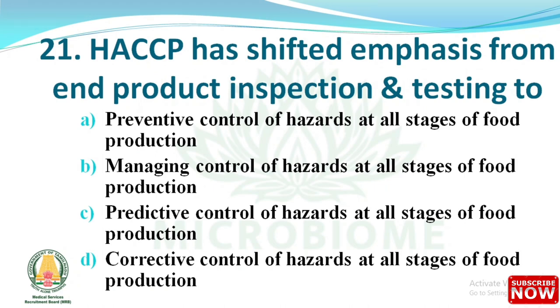The next question, HACCP has shifted emphasis from end product inspection and testing to? The options are preventive control of hazards at all stages of food production, managing control of hazards at all stages of food production, predictive control of hazards at all stages of food production, corrective control of hazards at all stages of food production. The right answer, option A, preventive control of hazards at all stages of food production.